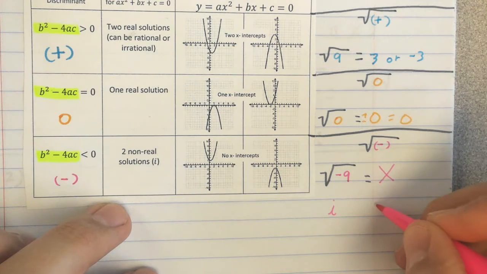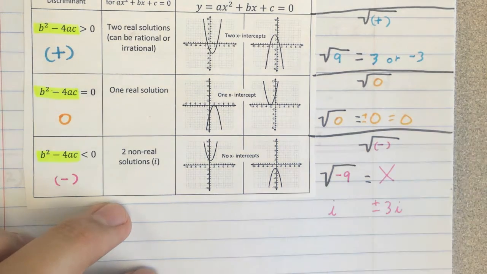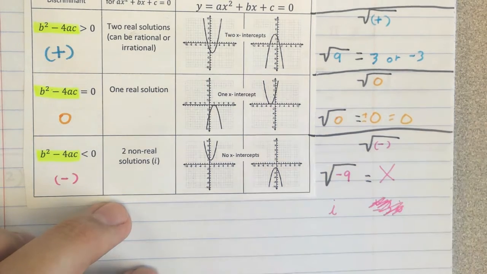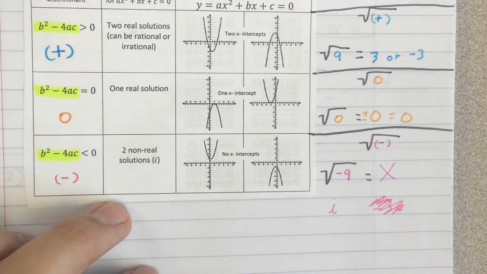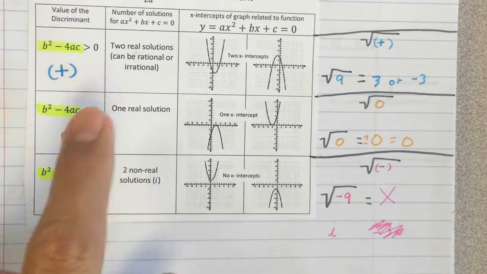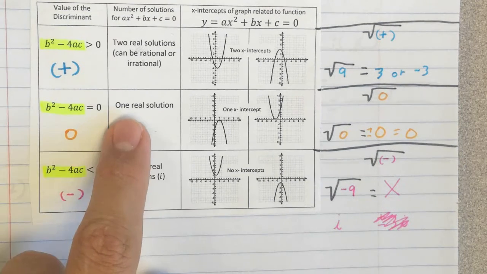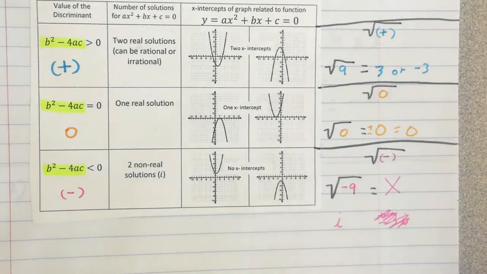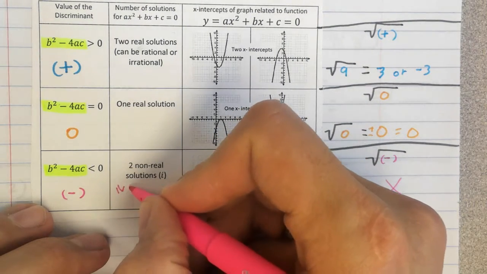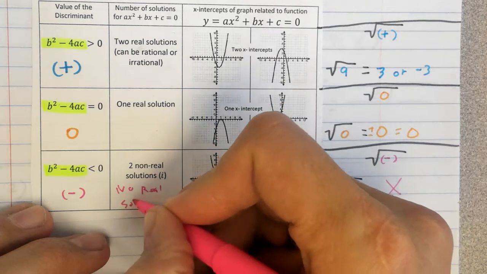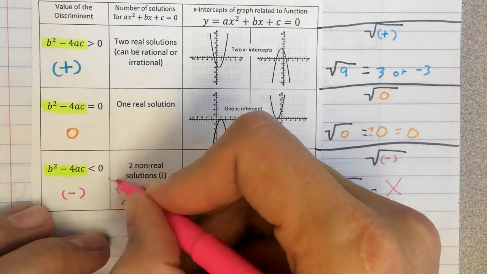So this is actually plus or minus 3i, but we're not going to talk about that today. We will talk about that tomorrow. But all you need to know for right now is if it's positive, it has 2 solutions. If it's 0, it's 1 solution, and negative, 2 non-real solutions. For what that means right now, no real solutions.